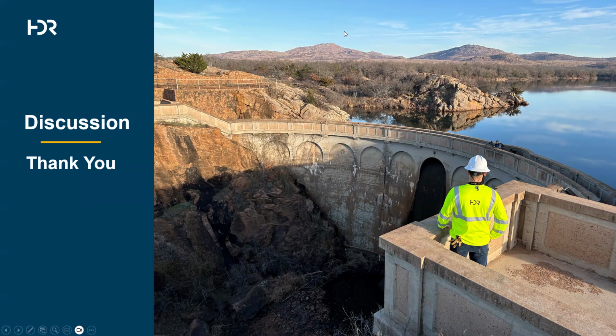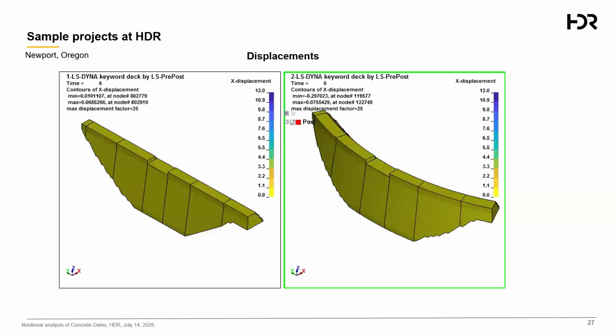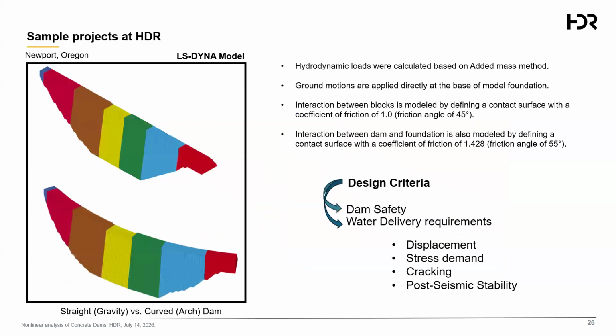Any other questions? Maybe I can ask something about the boundary condition. If you go to slide 26, yeah, there are different colors here. What do they represent? What's the difference between blue and red, and if they are different blocks, how do you define the boundary or the contact between these different blocks?